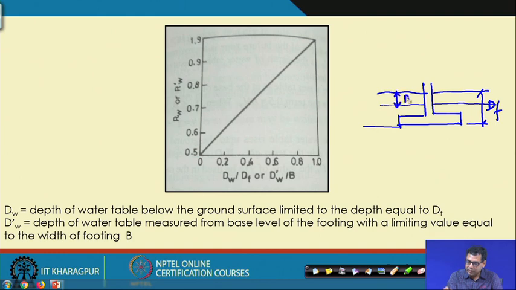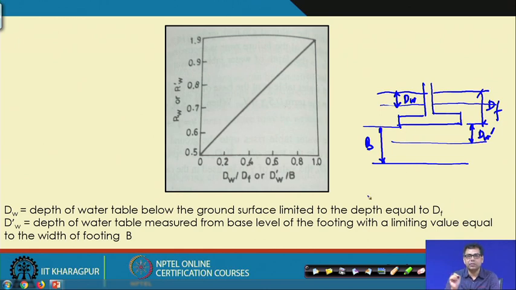So, dw is the depth if the water table is anywhere in between the ground surface and the base of the footing. And dw dash is the depth of water table measured from the base level of the footing, with a limited value equal to the width of the footing. Similar to the influence zone, that will be b. So, if the water table is here, this value is dw dash. These are the two: dw if the water table is between the ground surface and base of the footing, and dw dash if the water table is within the base of the footing to a depth up to the width of the footing.